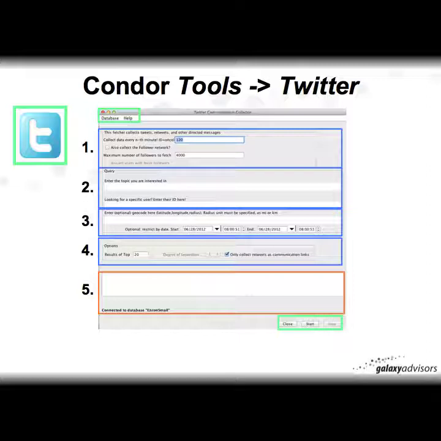The 5th, in the orange box, represents logging. As Condor is processing the tweets, it's going to give you a little log message. In the upper left corner, you're going to see that, and in the little green bracket in the lower right are the little commands that you use to operate this form. So let's now take these 5 sections one at a time and explain the 11 different parameters.